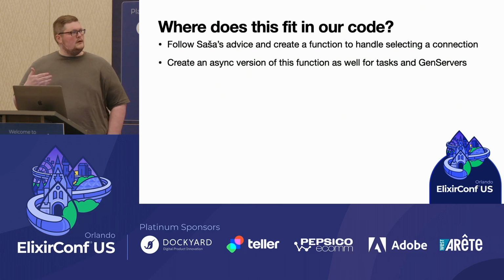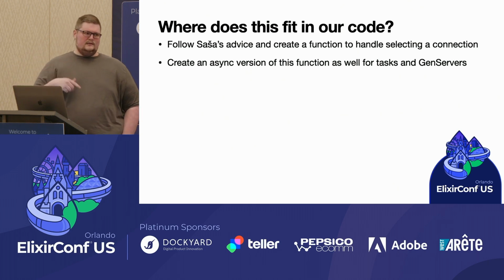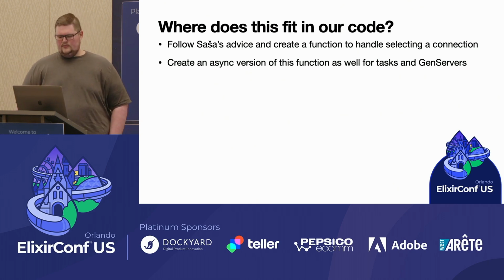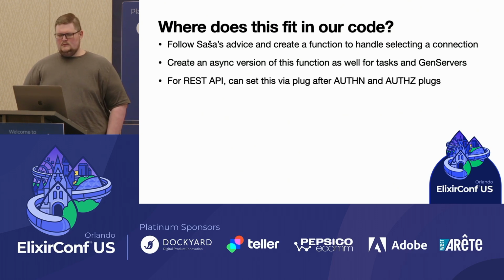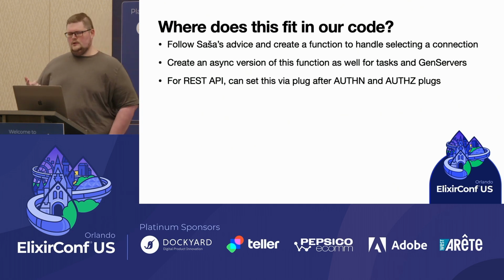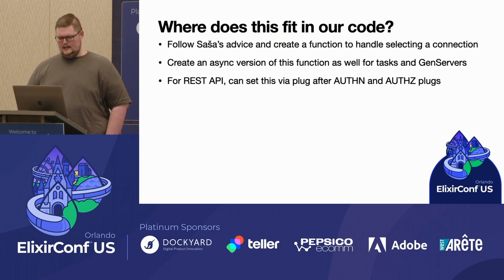So we created the module based on Sasha's recommendation. We also created an async version of that same task, so that way if we needed to run something asynchronously, we could handle that as well. And then referring to that flowchart, we were able to say, okay, it makes the most sense to put it here in front of our REST API as a plug. So after our authentication and authorization plugs, we then set the repository, the database that we want to connect to.